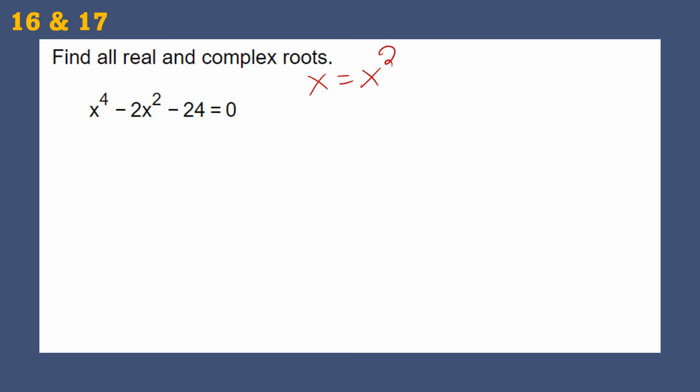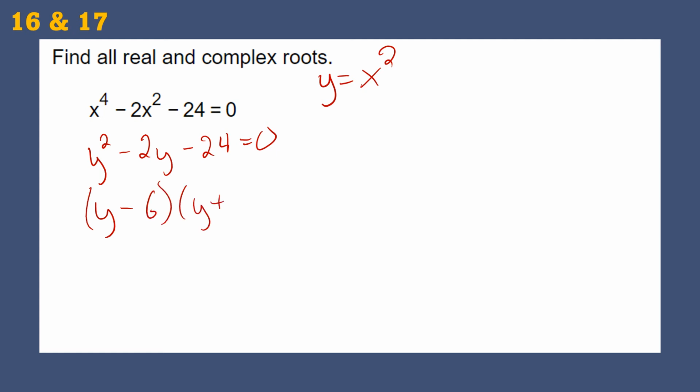Okay, if we wanted to be coy, so we make sure we didn't forget, I'm going to say that y equals x squared. So I'm going to rewrite this as y squared minus 2y minus 24 equals 0. If we're trying to find all the complex roots, then I'm going to start right here and say, can I solve this? And yeah, this looks like it's factorable as y minus 6 and y plus 4. And so I already have two answers. I've got y equals 6 and y equals negative 4.